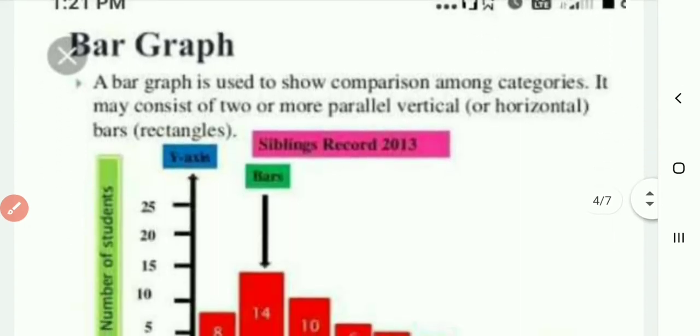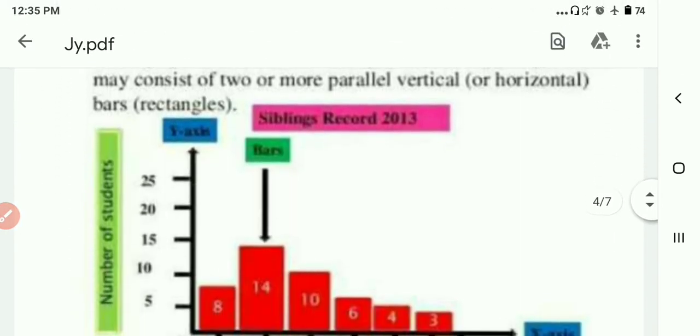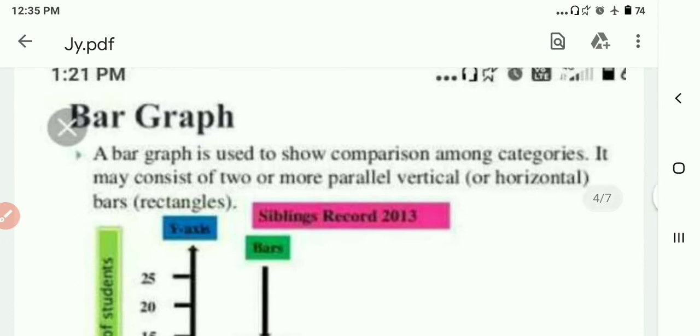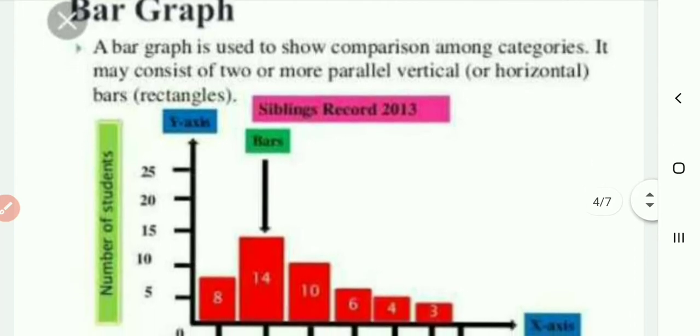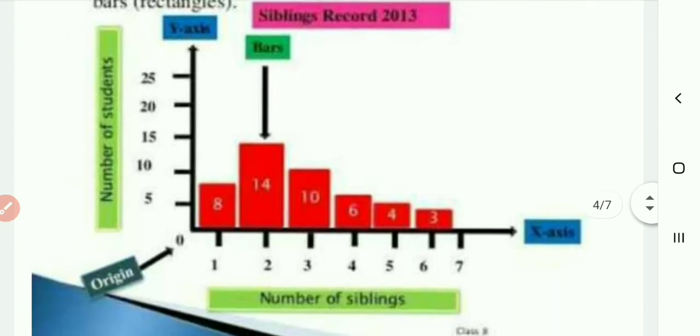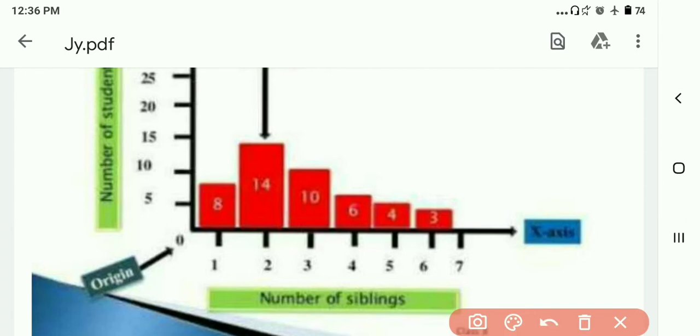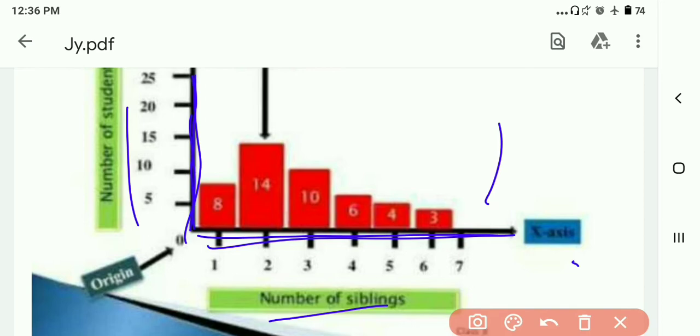Now, bar graph. A bar graph is used to show comparison among categories. It may consist of two or more parallel vertical or horizontal bars. So here you can see the x-axis and the y-axis, then the number of students and number of siblings. Where the x-axis and y-axis meet, that is called the origin, and the origin will always be 0.